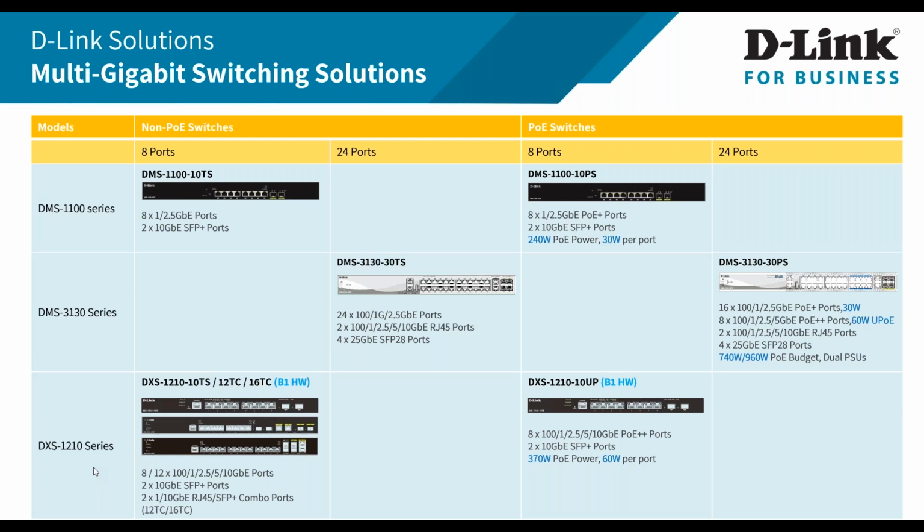So with the DXS 1210 series and category 6A cabling, today the customer can take advantage of multi-gigabit, and in future can upgrade the infrastructure to 10G, for both wired as well as wireless connectivity. When we have Wi-Fi 7 access points, they can replace them overnight without replacing the cabling or the switching infrastructure.